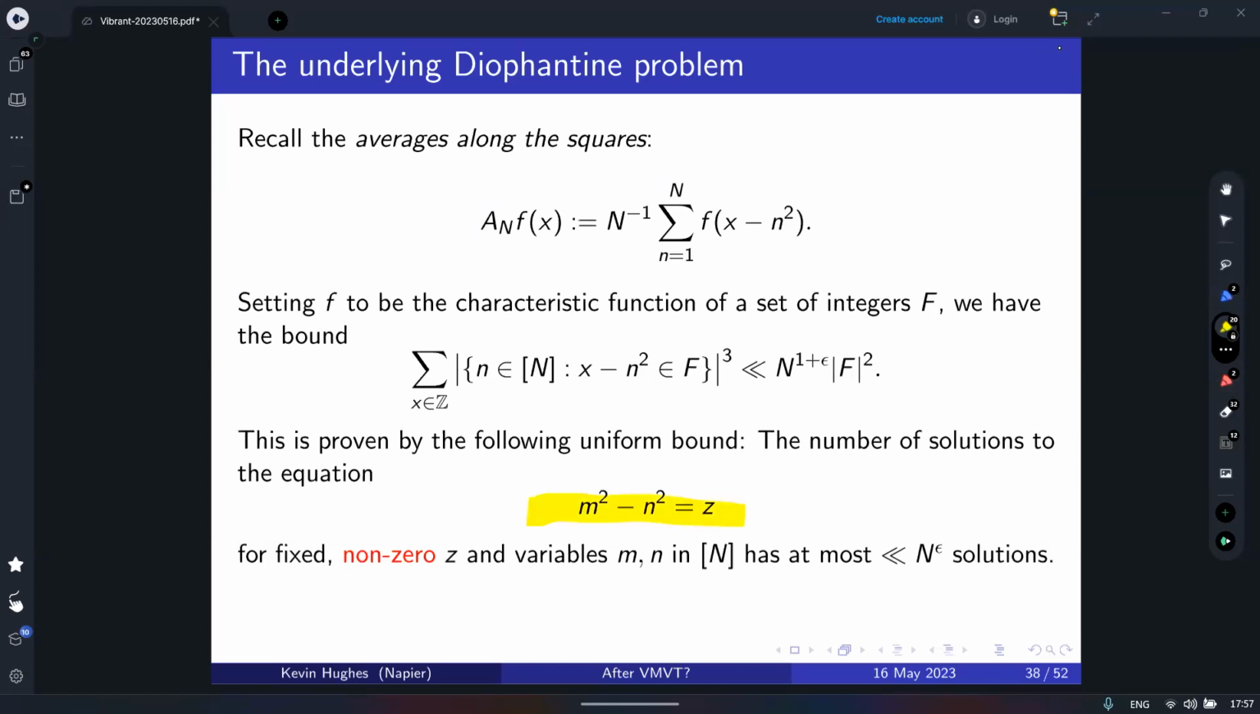So m and n are going to be some integers between 1 and n. And I need to know how many ways I can write a non-zero integer z as m squared minus n squared. And that's pretty easy to do, right? We know that this is equal to just m minus n times m plus n. And this is a divisor type bound, right? If I let this be a and this be b, there are only n to the epsilon pairs of a and b. And by looking at a plus b, which is 2m, and b minus a, which is 2n, I can immediately pass back to m and n. So there are very few solutions to this equation.